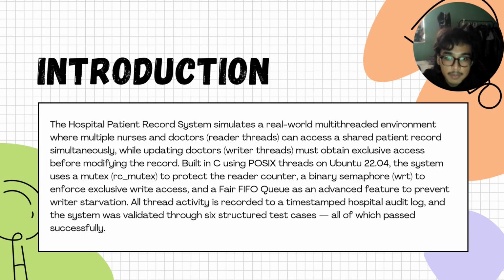Built in C using POSIX threads on Ubuntu 22.04, the system uses a mutex, rc_mutex, to protect the reader counter, a binary semaphore, wrt, to enforce exclusive write access, and a fair FIFO queue as an advanced feature to prevent writer starvation. All thread activity is recorded to a timestamped hospital audit log, and the system was validated through 6 structured test cases, all of which passed successfully.